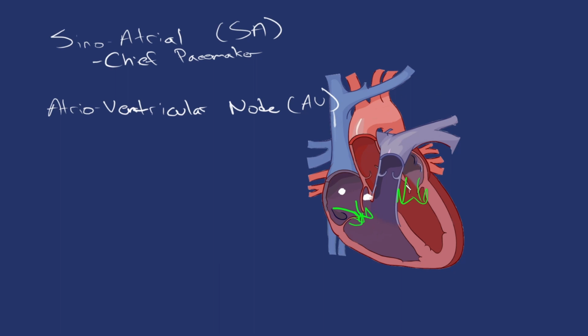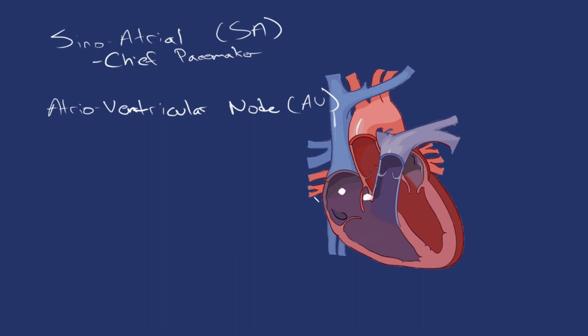So what we want to happen is the SA node fires for these atria to contract and send their blood down in here. And we want the signal to hang out for a second so these ventricles can actually fill with blood before they contract, send this signal to the ventricles, and push that blood out. How it gets here is one of those things that usually gets missed and can be a little wonky.